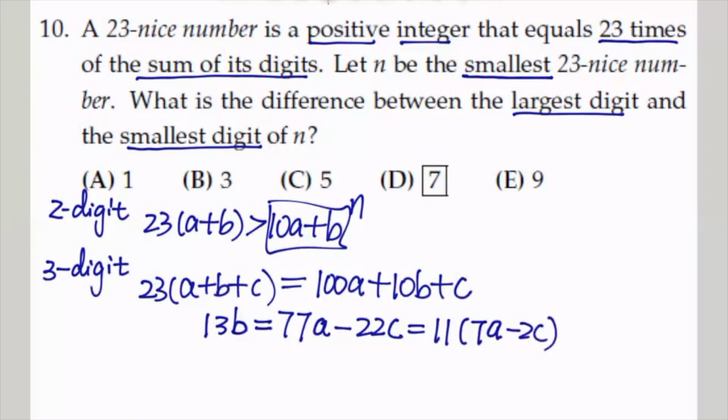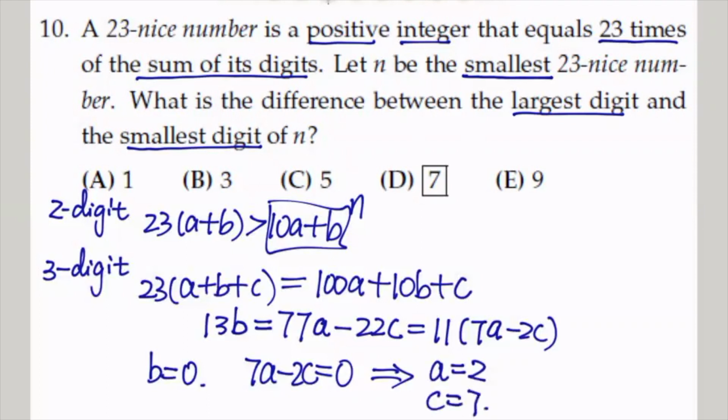We see that 13B has to be a multiple of 11. 13 is not a multiple of 11, so B has to be a multiple of 11. But B is between 0 and 9. The only way that 13B is a multiple of 11 is that B is 0, right? Once we know that B is 0, we know that 7A minus 2C is also 0. Because A and C are digits, they have to be that A is 2, C is 7. Thus, n is 207. The largest digit is 7, the smallest digit is 0, and the difference is 7.